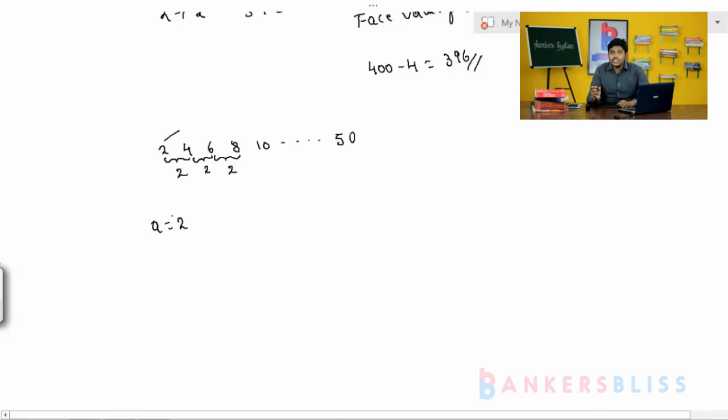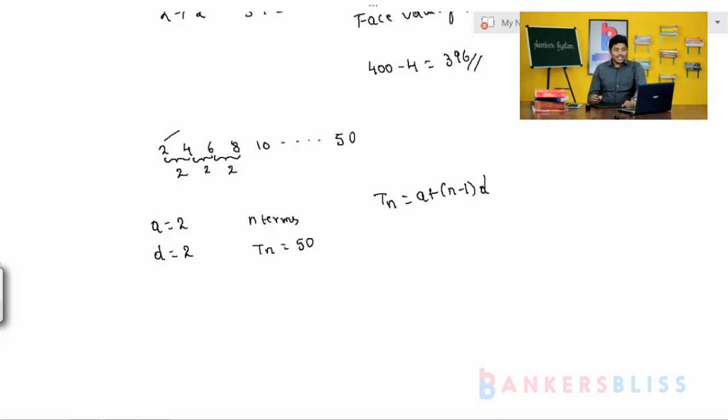The difference between two successive numbers is called the common difference, treated as D, which is also 2. How many numbers are there in the series? That is n terms. What is the last number? That is Tn, which is 50. The formula to identify the last number is Tn is equal to A plus n minus 1 into D.